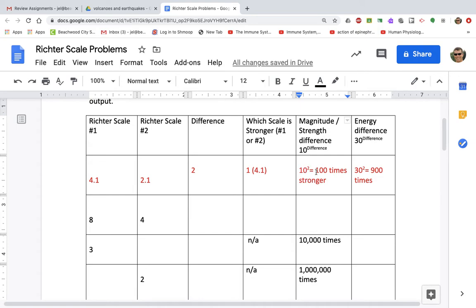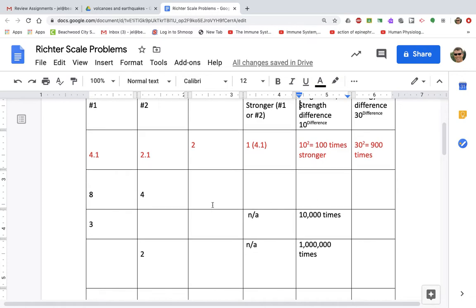That's an easy way of doing, like, 10 to the 2, 10 to the 3, 10 to the 4. Just start with 1 and then add as many zeros as you see. So like right here, I've got a 1 with 2 zeros. So it's 100 times stronger. So that means that a reading of 4.1 is 100 times stronger than a 2.1. And then energy difference is like energy release. It kind of goes along with magnitude. But to find your energy difference, you take 30 and you raise it to the difference. So in this situation, I'm going to take 30 and raise it to the 2. So I got 900 times stronger. So that means a 4.1 is 900 times stronger.